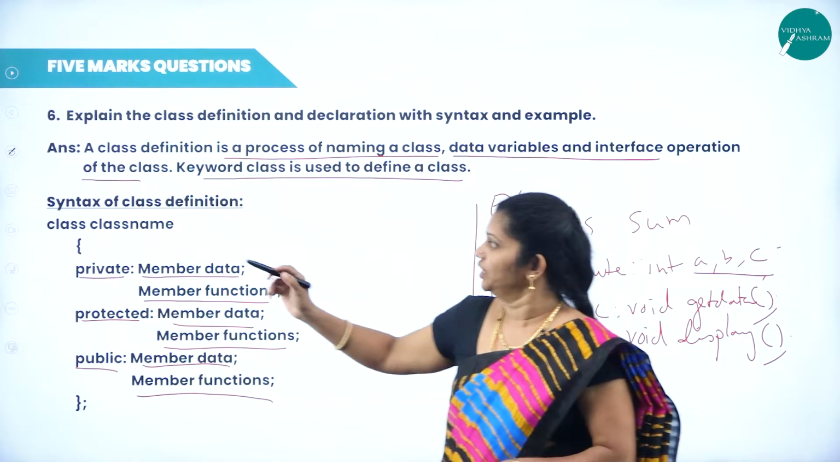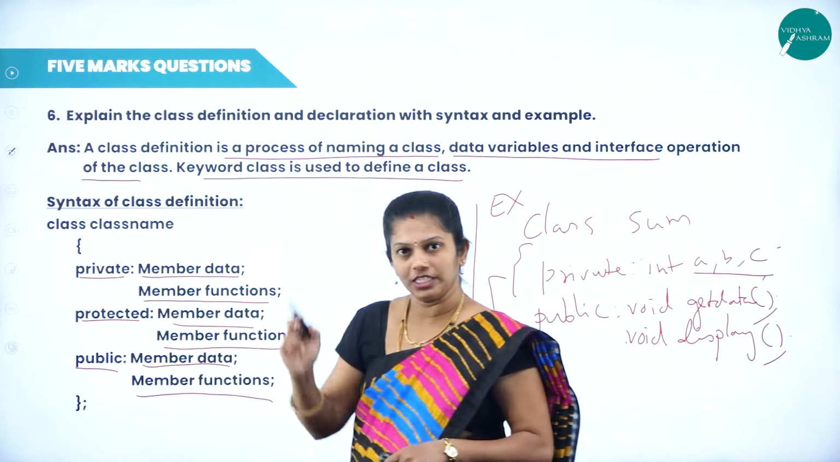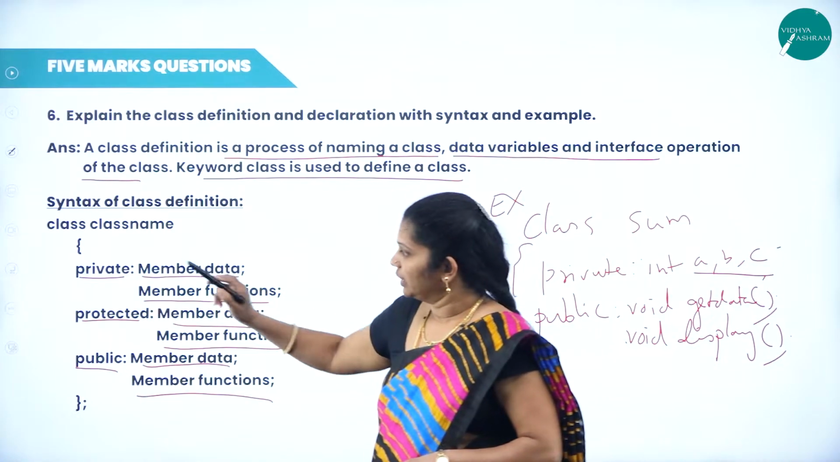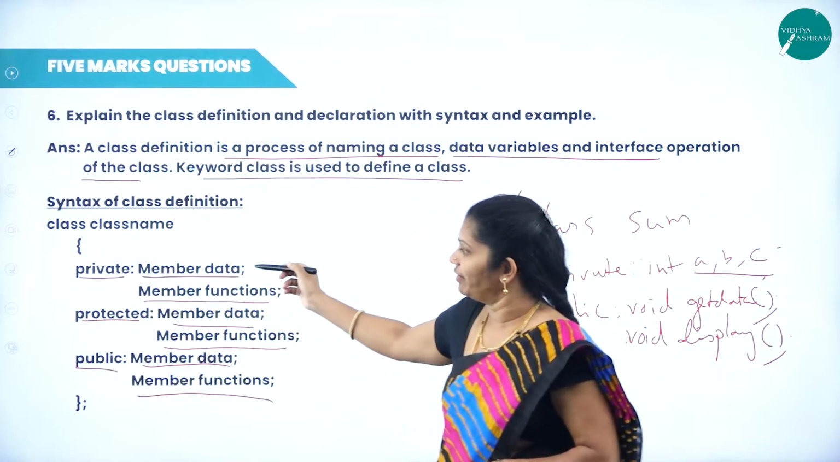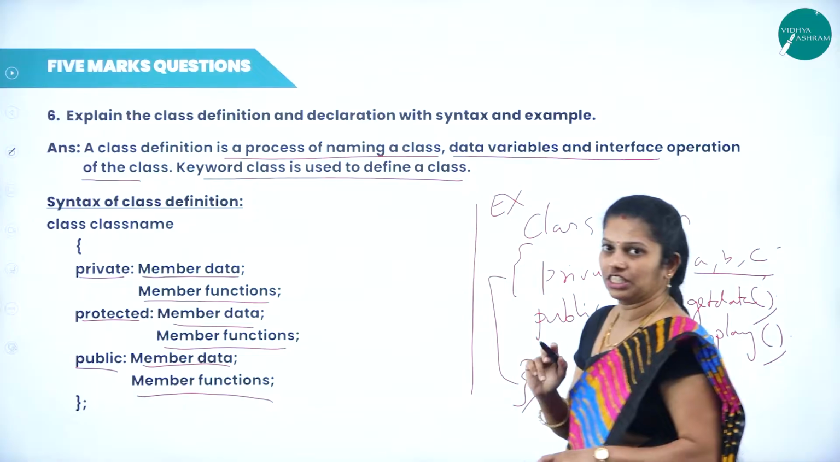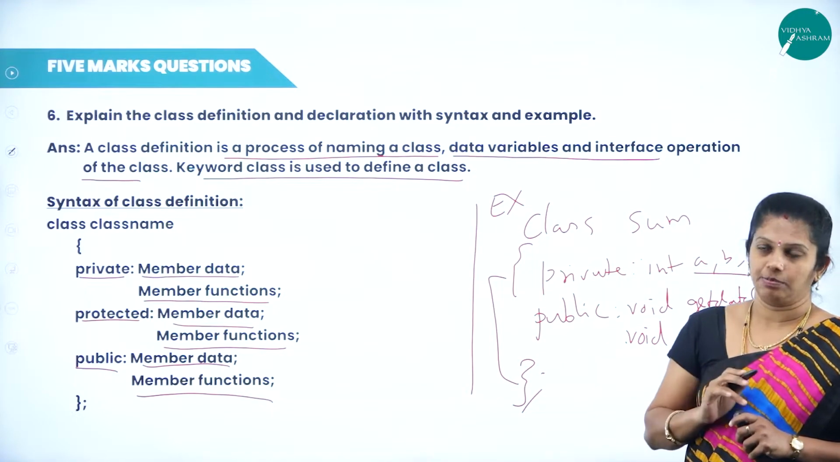For this question, you have to explain class is the keyword, class name is the user defined name, access specifier is going to give the scope of the data, 3 access specifiers: private, public and protected. In all the 3 we have data as well as functions. Data is nothing but the variables, function is nothing but the operations that we are able to perform. All the things you have to explain.